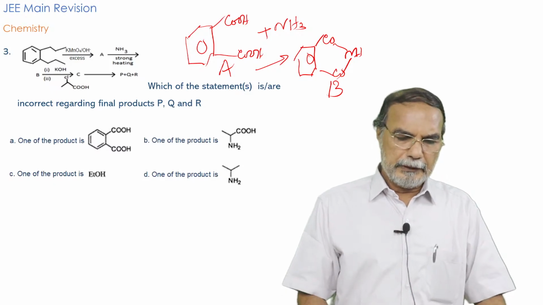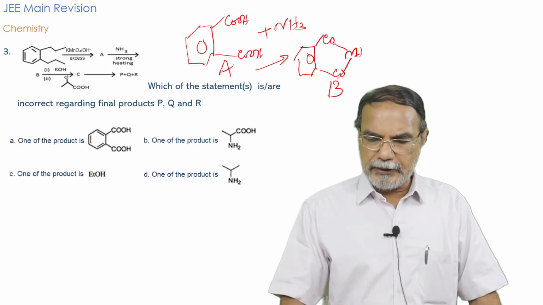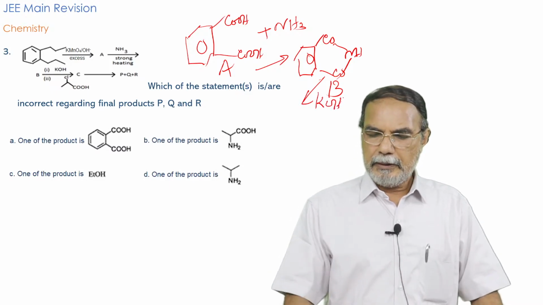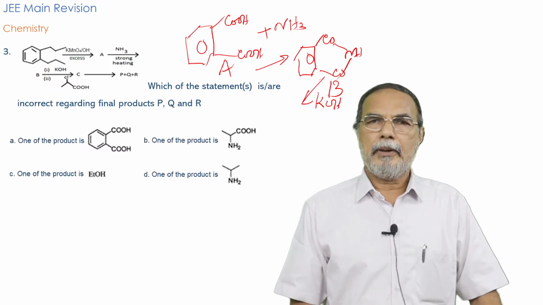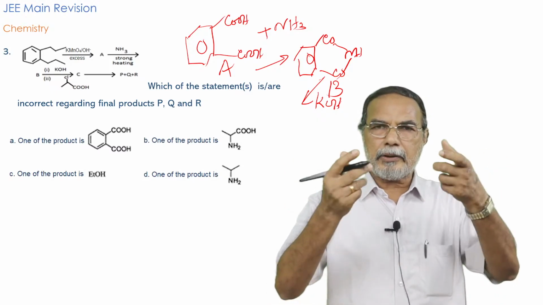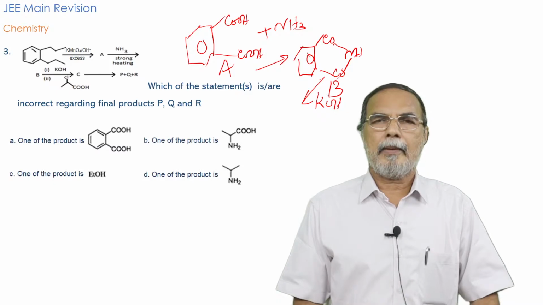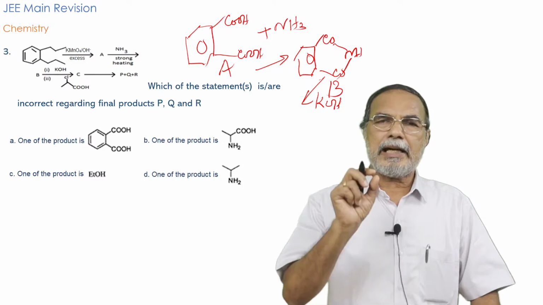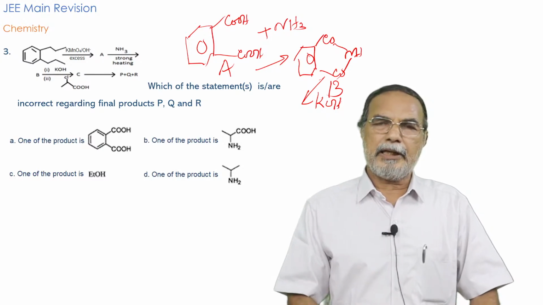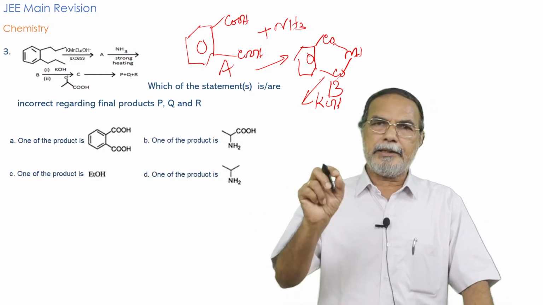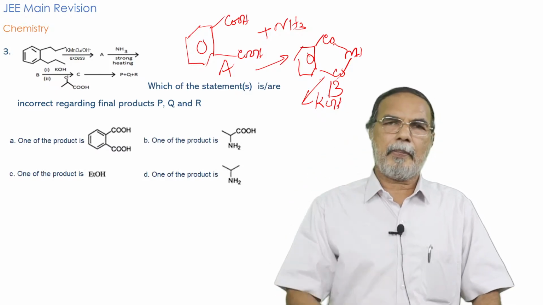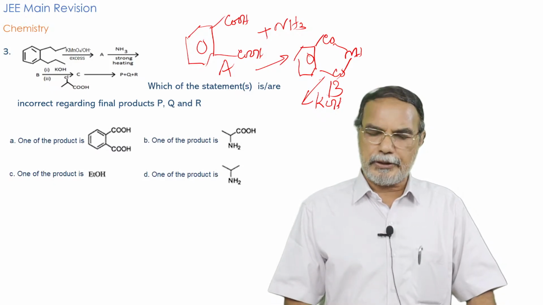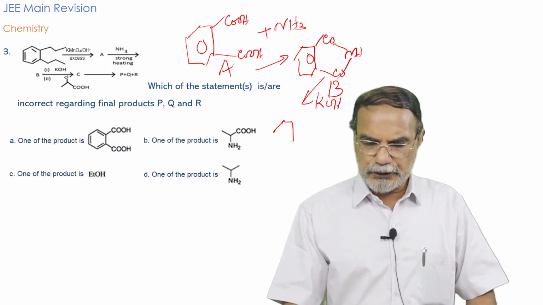And now the imide B is treated with KOH. On reaction with KOH, what will happen? Remember that this NH group, on either side of which you have the electron-withdrawing carbonyl groups, in such imide structures the hydrogen on the nitrogen atom has acidic property. Therefore, on reaction with a strong base like KOH, it can give the corresponding salt.